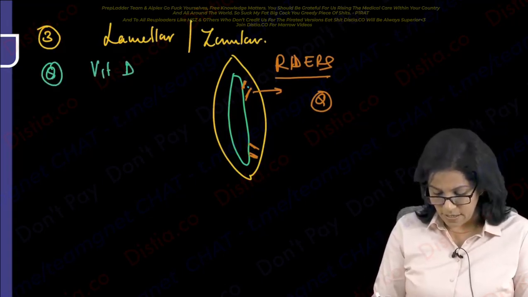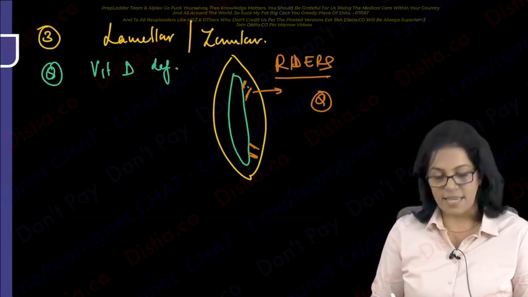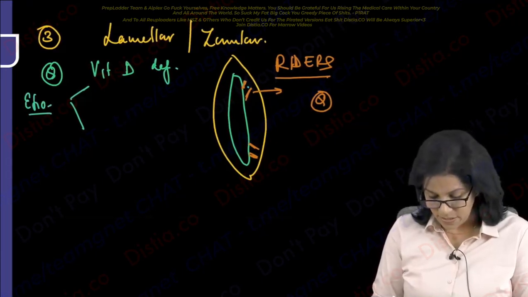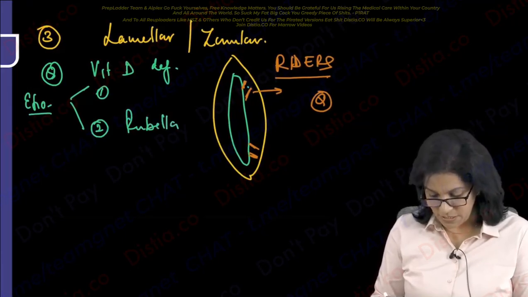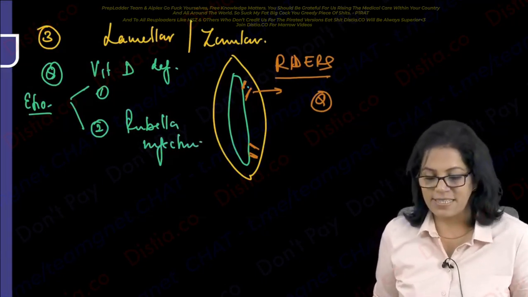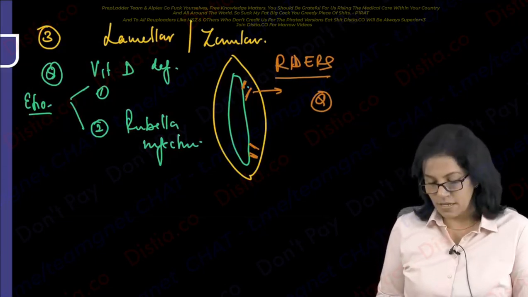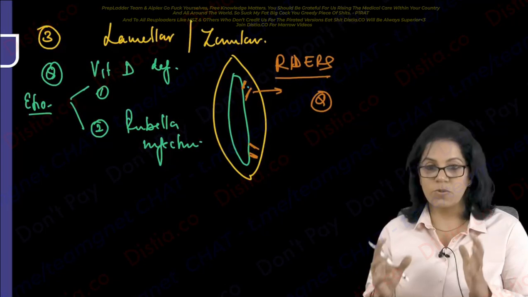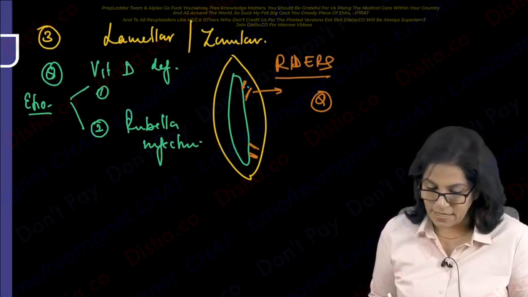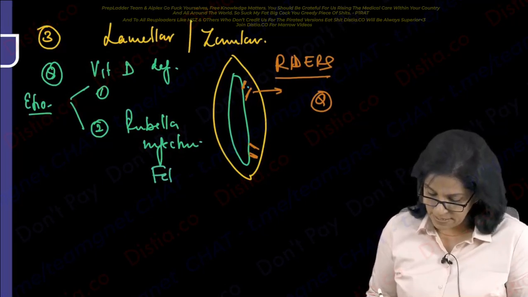We will answer vitamin D deficiency. And the second etiology of lamellar is rubella infection. So two etiologies need mention here: one is rubella infection and the second is vitamin D deficiency. Now lamellar or zonular involves only the fetal nucleus. Just remember it involves the fetal nucleus.